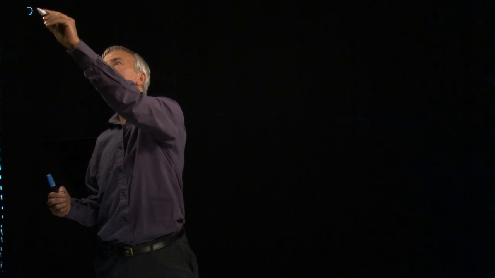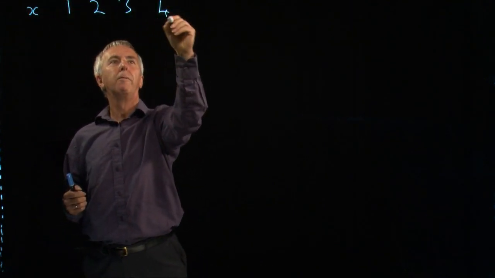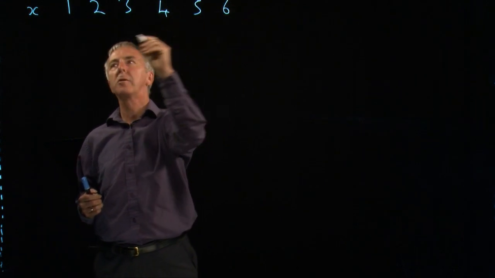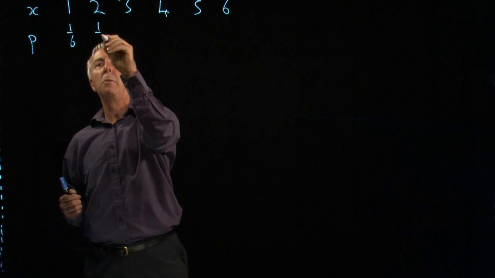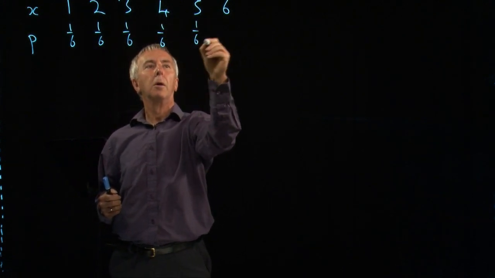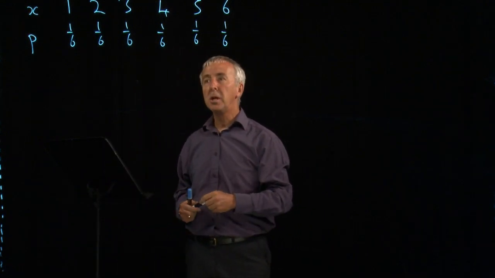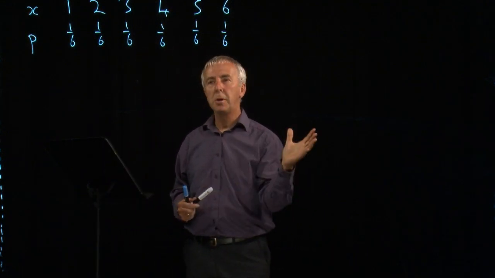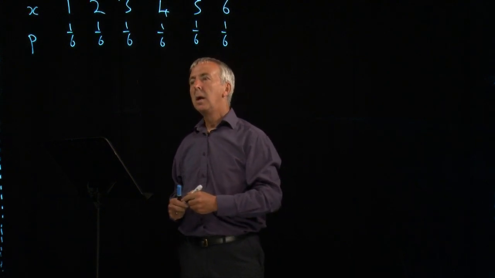And this gives us something called a probability distribution. So for example, going back to our dice, the possible outcomes, which we call x, are 1, 2, 3, 4, 5 and 6. And the probabilities of each one, of course, are 1/6, 1/6, 1/6 and so on. That is a probability distribution, how the probabilities are distributed over the individual events.